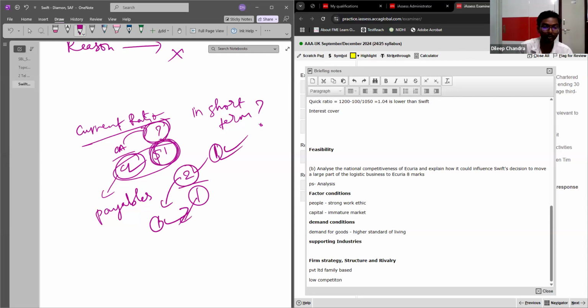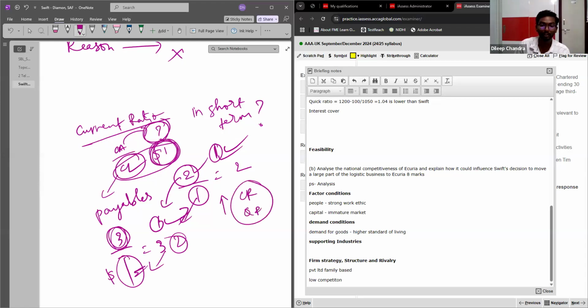Let's suppose it is 3/1. Okay, if this is 2, and then it will be 3, right? If it is 3/1, which means for every dollar of current liability, I have $3 of current assets. Even after I pay $1 to the supplier, I still have $2, right? So having a bigger current ratio, quick ratio is beneficial.